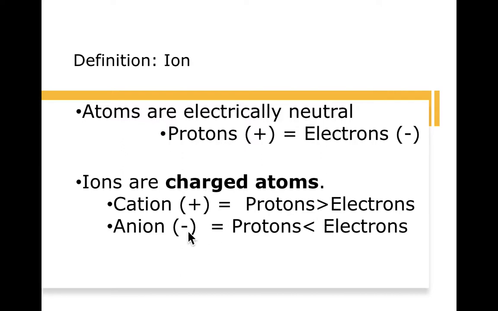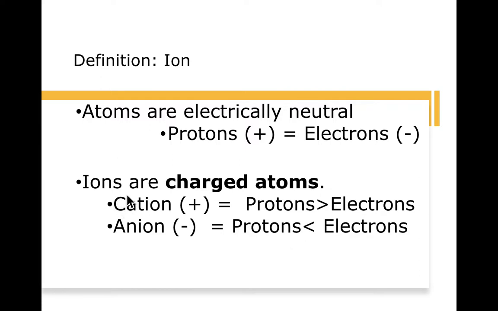An anion is negatively charged. And again, the N in the middle can maybe remind you of negative. So the T in the middle kind of looks like the positive plus, and the N in the middle for anion is the negative. And in an anion, you have more electrons than protons.